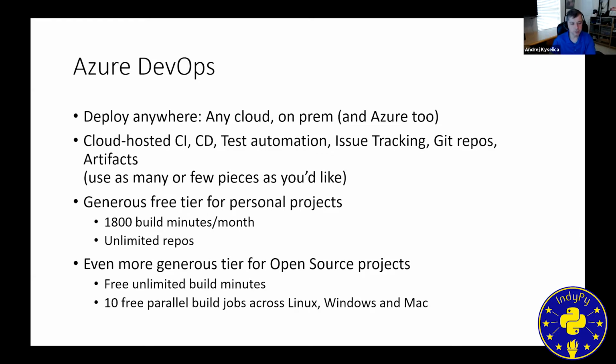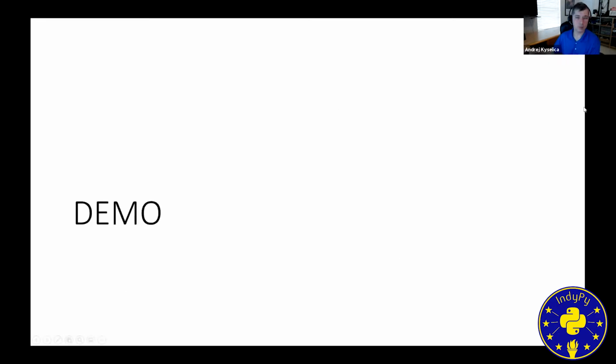For open source projects, there is a more generous tier. There's no limit on build hours, and up to 10 parallel build tasks. So this is great for, we'll show projects that have to support a lot of different platforms. If you want to do building and testing across a matrix of different versions of Python, different operating systems, that can be a huge test matrix, and that's really where Azure Pipelines and Azure DevOps make things really nice and easy. All right, so let's jump over to a demo.